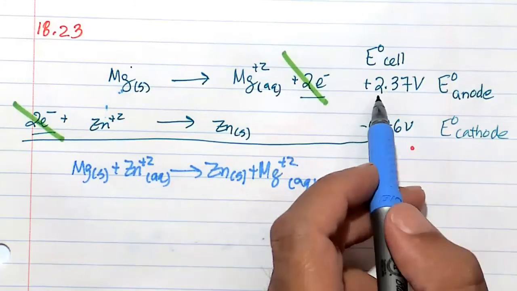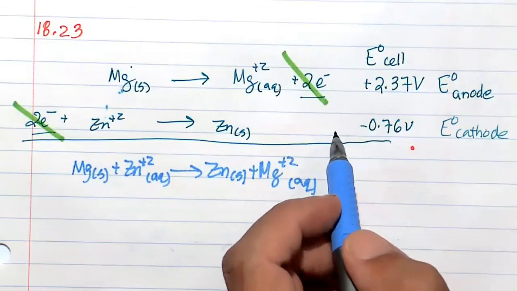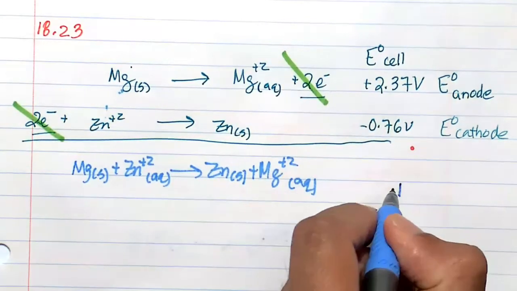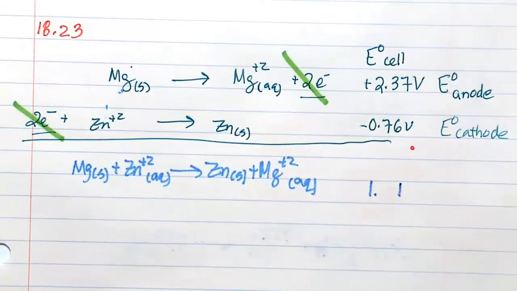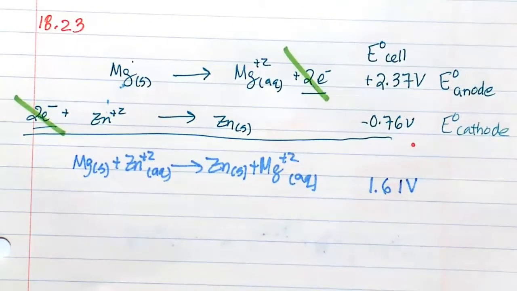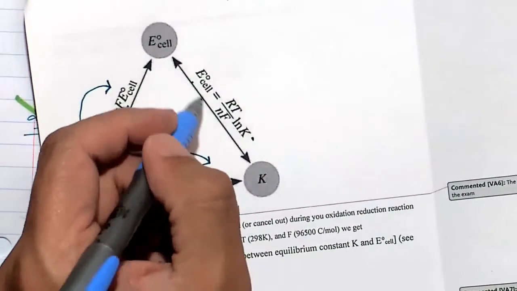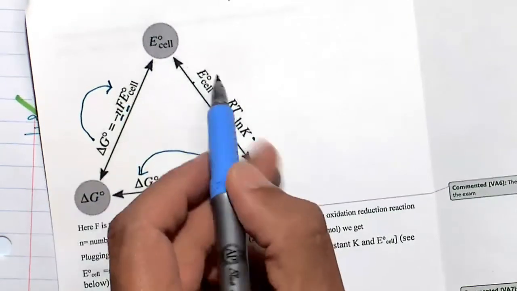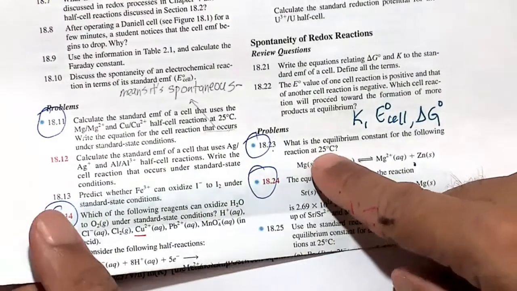So positive 2.37 minus 0.76. Let's see if I can do this on my calculator. I'm getting a value of 1.61 volts. Then let's use this equation here to get our equilibrium constant. We have E cell. R is our gas constant. T is the temperature. They tell us the temperature in the problem is 25 degrees C.